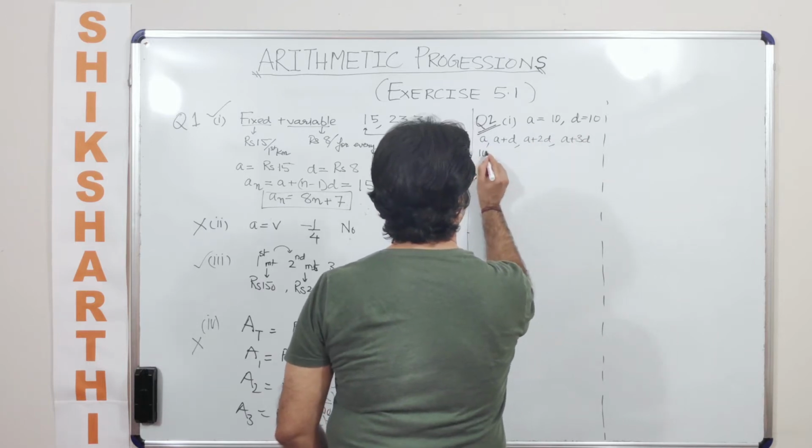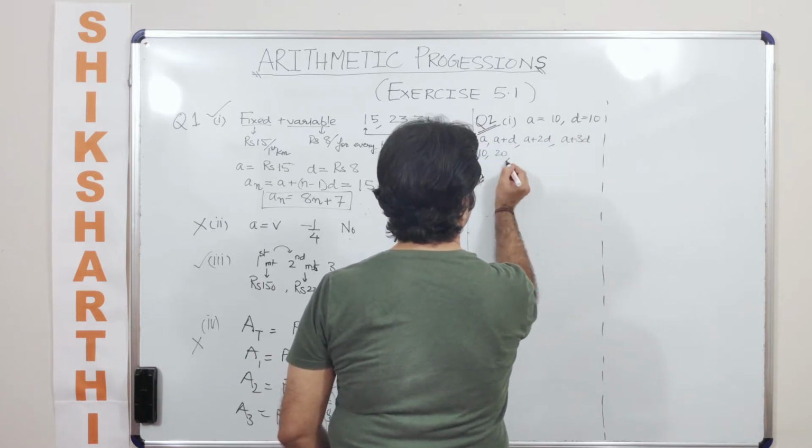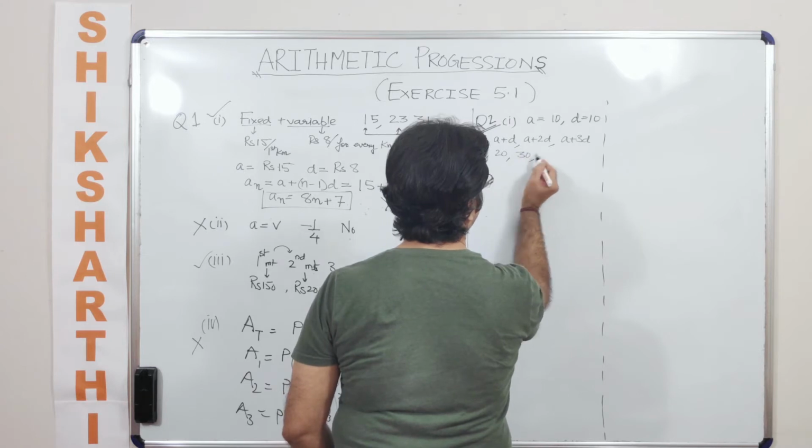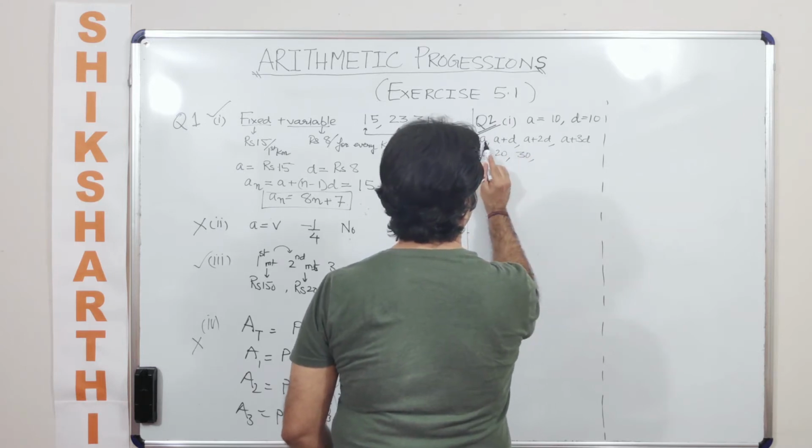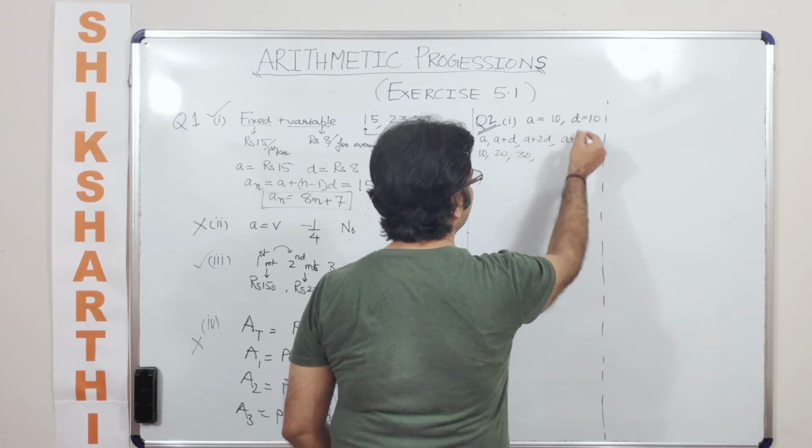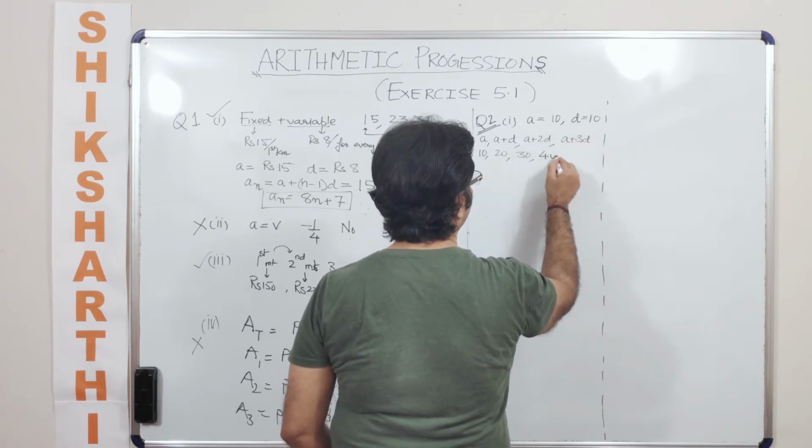So the first term is A, which is 10. So 10 plus 10, 20. Another you add 10, 30. Another you add 10, 40. Basically you're going on adding D to all the terms. These are the first 4 terms.